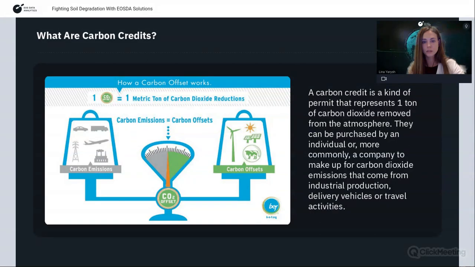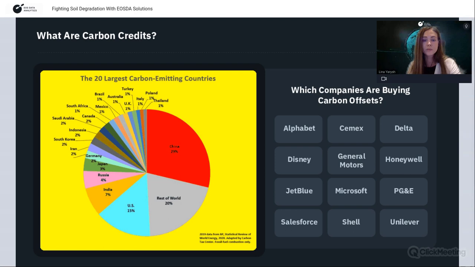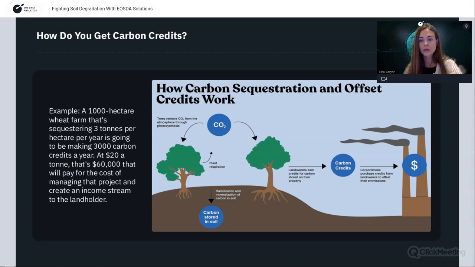It costs from $0.6 to $100. It depends on the country and the industry you are involved in. And you can see the largest carbon emitting countries, and some companies that are actually buying those carbon permits, carbon credits. And how it actually works, let me show you. It means that those big companies that invest in carbon credits, that money afterwards will be invested into efficient farming techniques or industries that can build these carbon credit offsets.